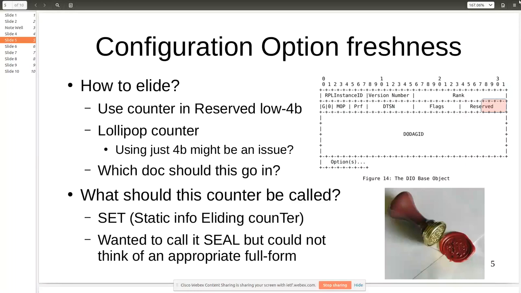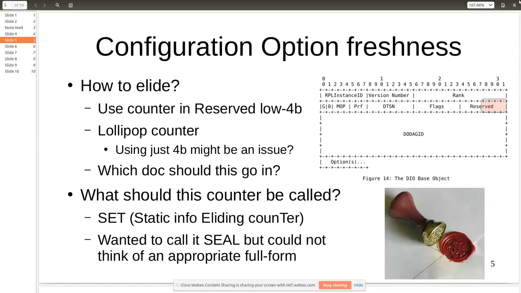The version number is the one which is subject to Lollipop. So we could say that the Lollipop values are inherited from the version number. So if you see the Lollipop in the version number, then you know that the configuration option number is fresh. You don't have to store that, is what I think. Yes, it makes sense to me.